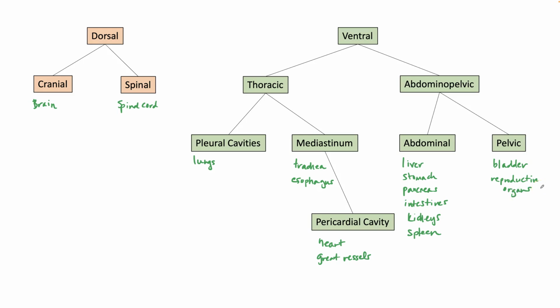So that's just one way that you can make sense of the different cavities. For example, if we look at the heart, the heart is in the ventral cavity, the heart is in the thoracic cavity, the heart is in the pericardial cavity.